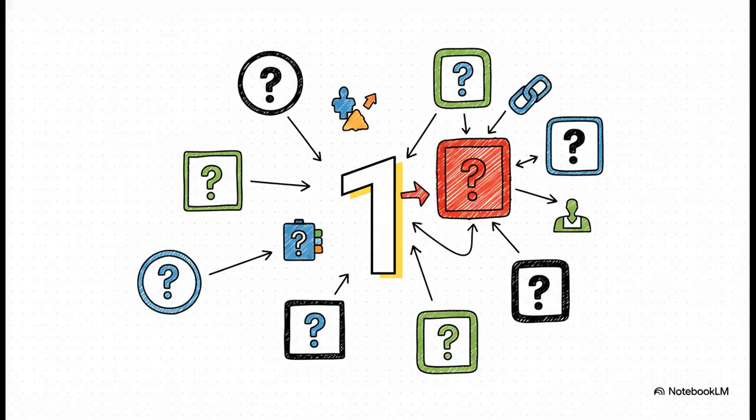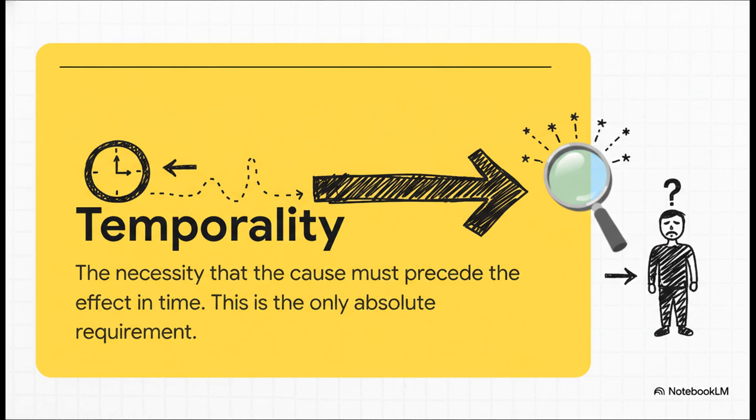So, think back to that list of 9. Which one do you think it is? What's the one non-negotiable rule that has to be met no matter what? It's temporality. It's the simple, rock-solid logic that the cause has to happen before the effect. It's just common sense, right? If the exposure happens after the disease already started, there's no way it could be the cause. This is the only one on the list that is a true deal breaker.